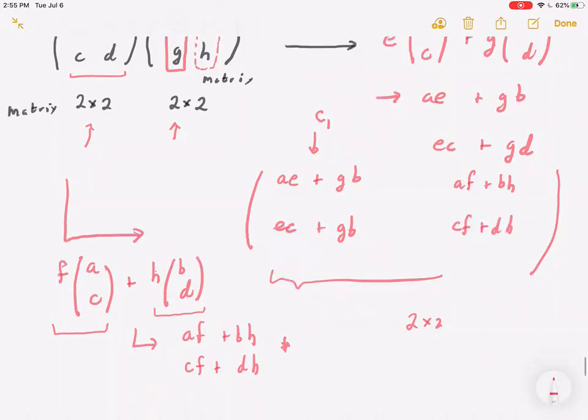Okay, so let's call this star or triple star. This is a 2x2 matrix. It has 4 matrix elements. There's 1,1, 1,2, 2,1, 2,2.